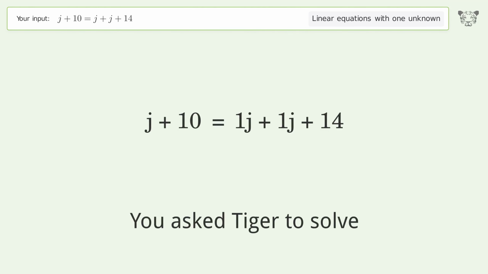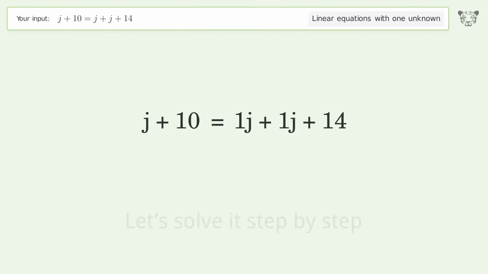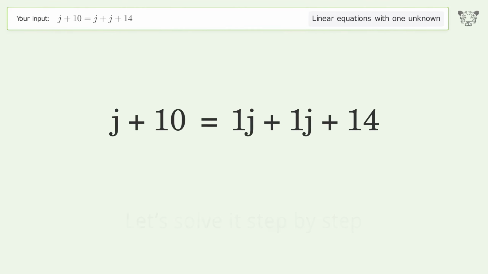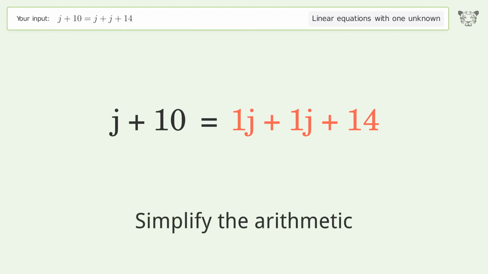You ask Tiger to solve this. This deals with linear equations with one unknown. The final result is j equals -4. Let's solve it step by step. Simplify the expression. Simplify the arithmetic.